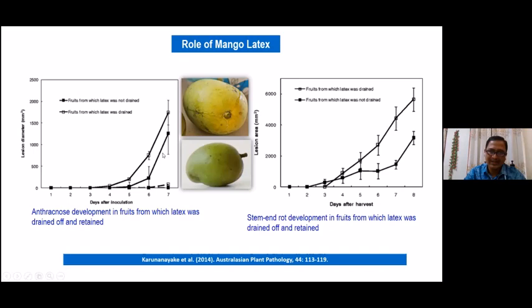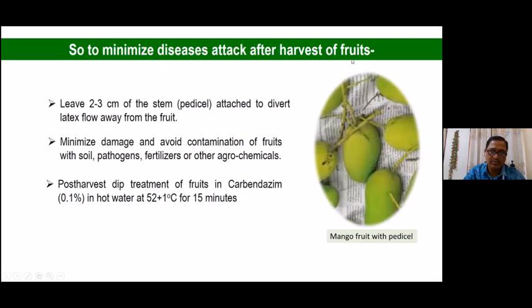Another figure here, you can see the expansion of stem end rot. If we keep the pedicel with the fruit during harvesting, then that will delay the stem end rot disease in the fruit. And fruit from which latex was drained, those are here, it is faster and quicker, and the expansion is quite larger. That means stem end rot expansion is quite larger. Therefore, to minimize the disease attack after harvesting of fruits, we can keep a small part of the pedicel with the fruit. That will help to divert the latex away from the fruit, so it will help to keep the fruit safe for some days.